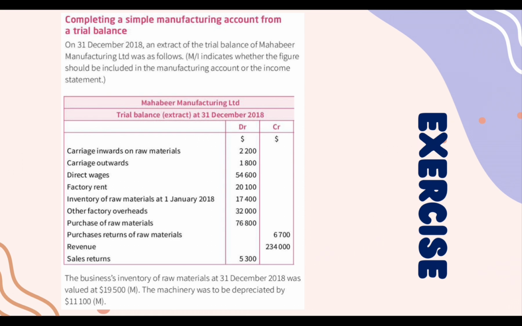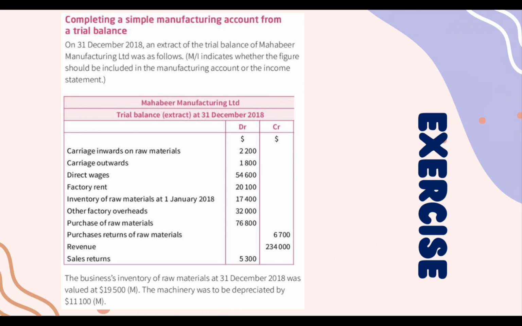Complete a simple manufacturing account from the trial balance provided below. We have the 4th December 2018, so that's the date that we're going to produce the manufacturing account for. An extract of the trial balance of Mahabir Manufacturing Limited was as follows.